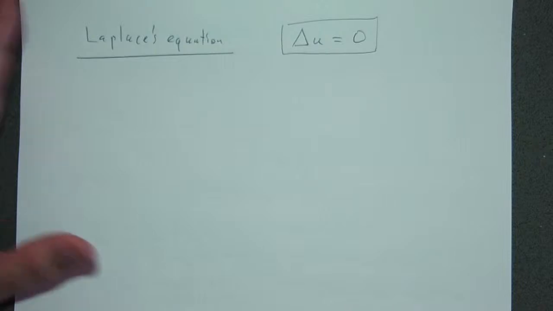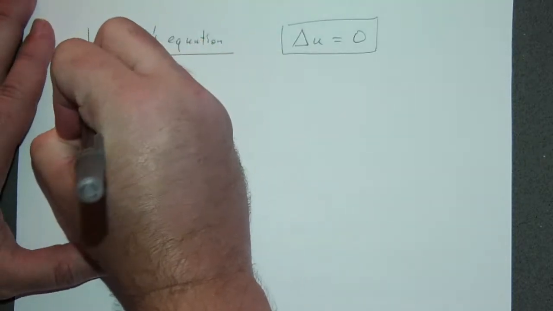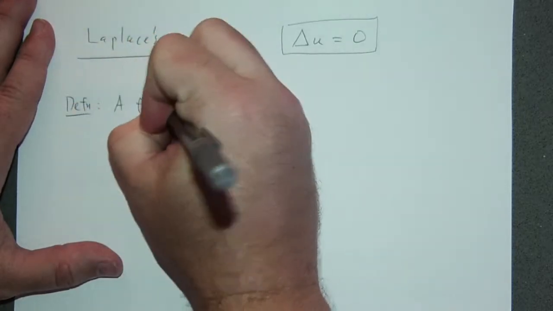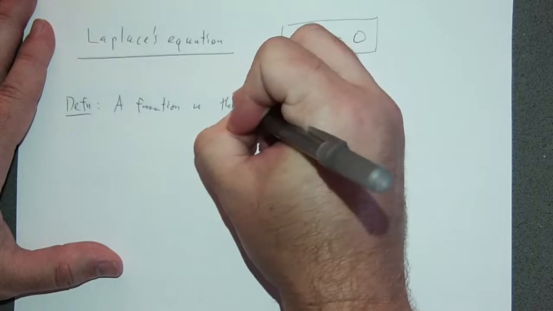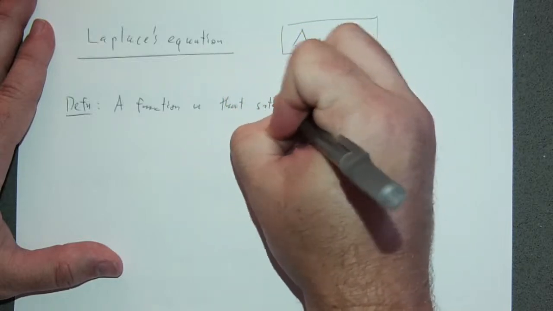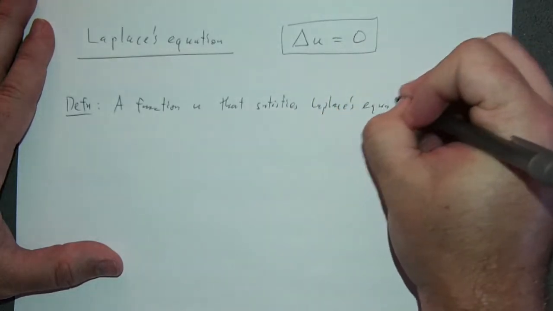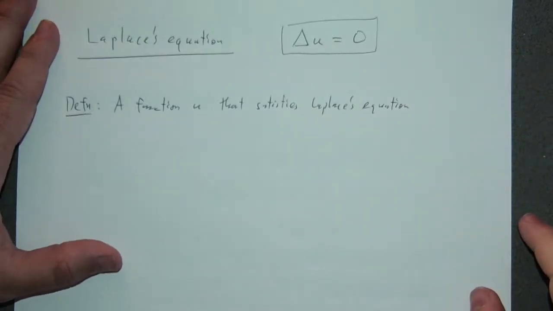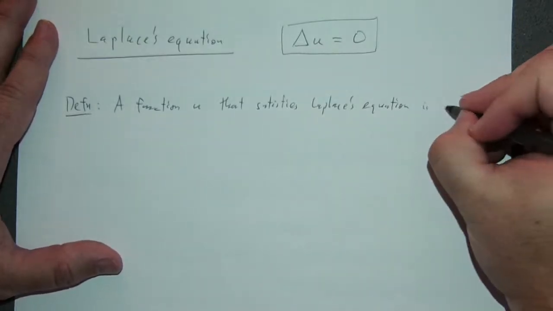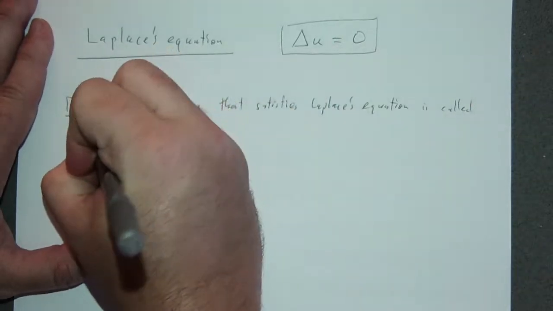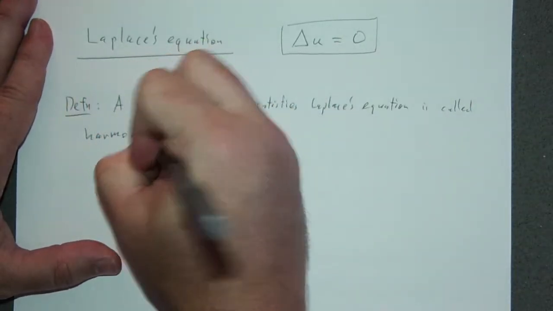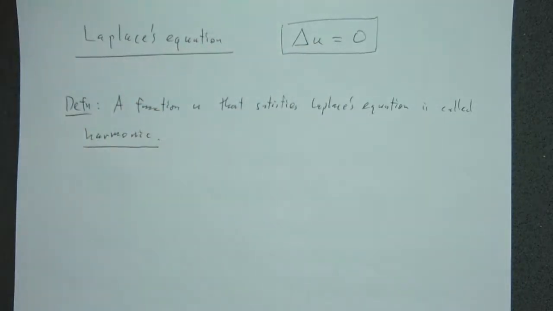In fact, a quick definition: a function u that satisfies Laplace's equation is called harmonic. And the study of such functions could be called harmonic analysis, right?